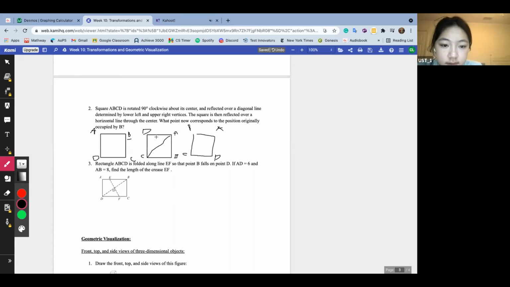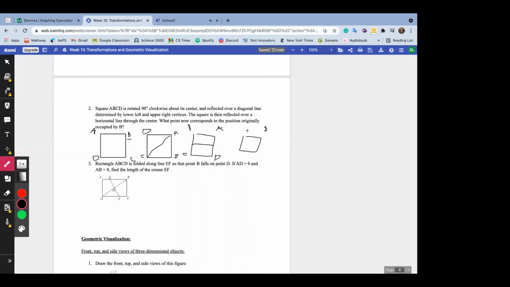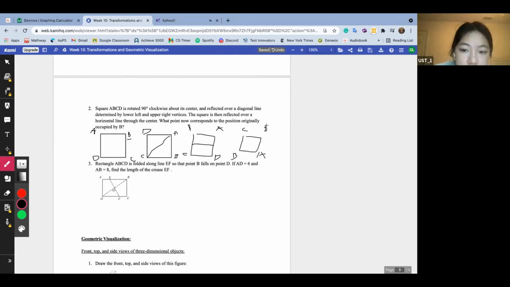So this is after the diagonal step. Then the last step is you have to reflect across a horizontal line. So all of them flip over, and we'll have over here D, C, and D itself. Oh, so I guess it's D this time. Yeah, so it is D.